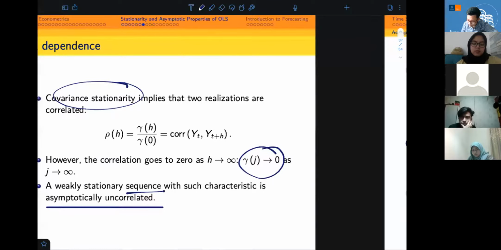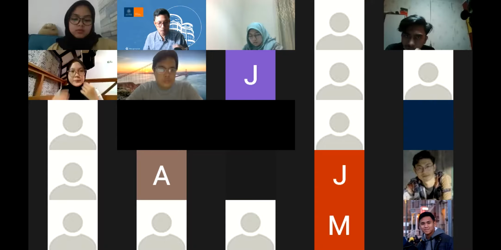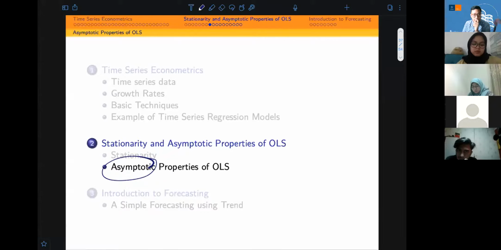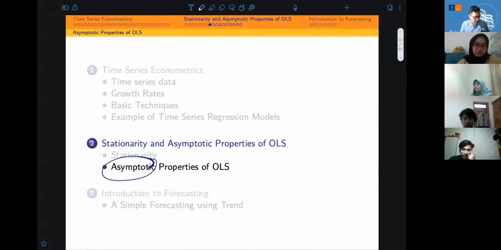Okay. So with the stationarity in mind, we're going to look at some asymptotic properties of OLS. But before we do that, okay, any clarification on stationarity? Again, my internet dropped again. But yes, if you have any questions or clarification on the stationarity before I continue on the asymptotic properties of OLS.